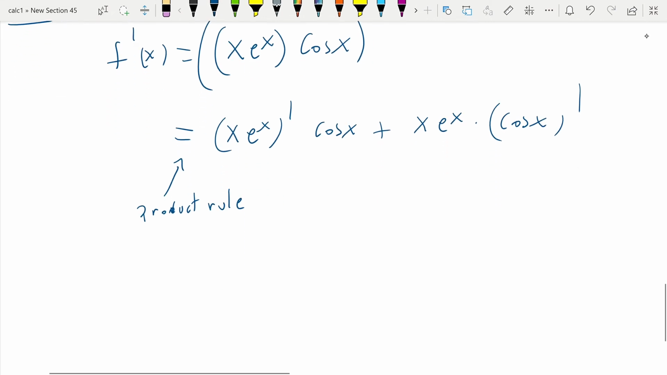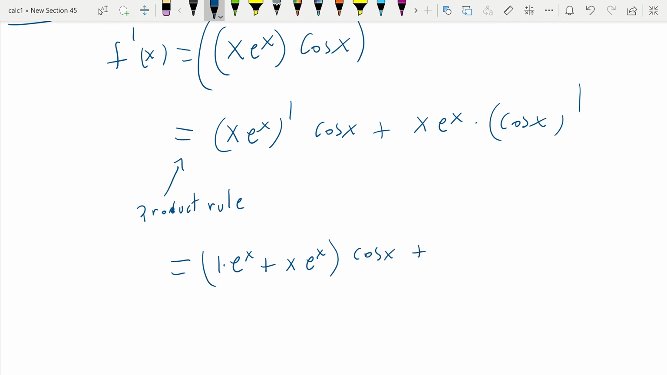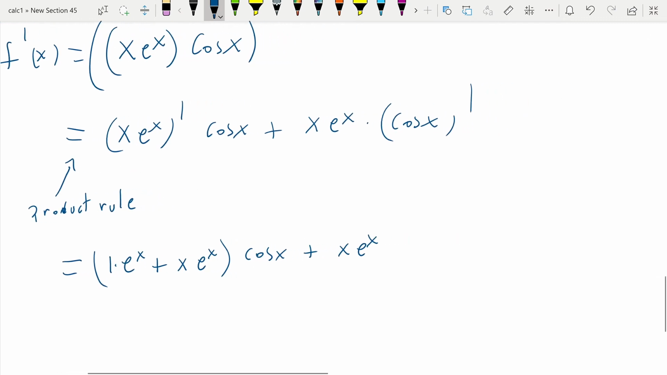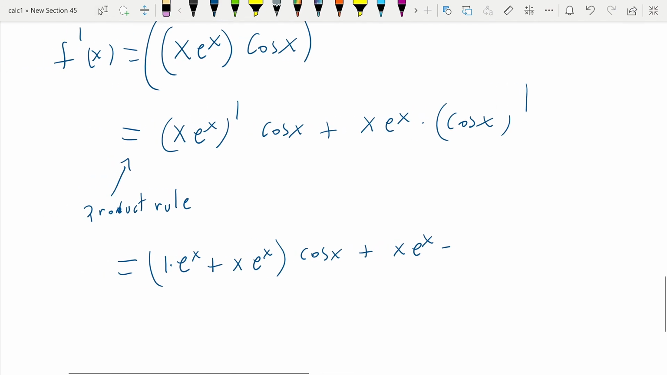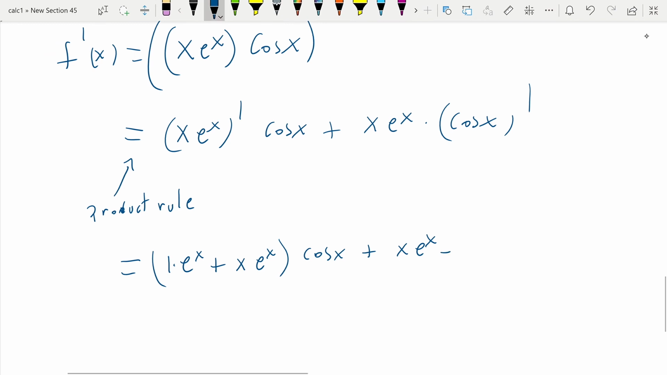Now we need to apply the product rule again because we don't know the derivative of x e to the x. And we get the derivative of the first function is 1 times e to the x plus x times the derivative of e to the x, which is just e to the x itself. All of that times cosine of x, and then plus x e to the x times the derivative of cosine of x. But the derivative of cosine is minus sine of x.